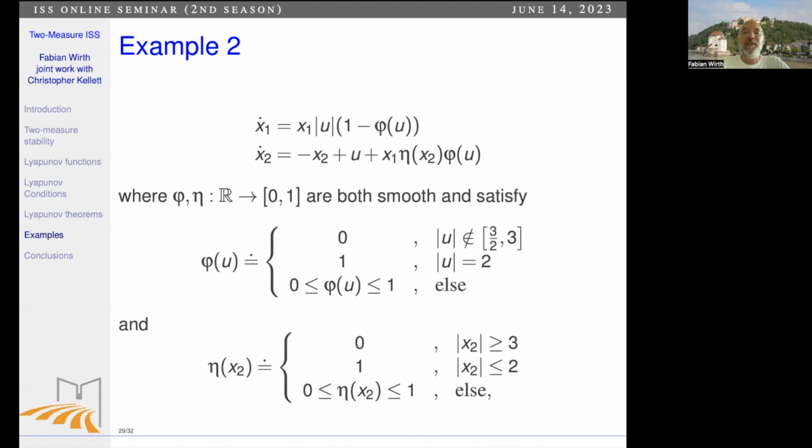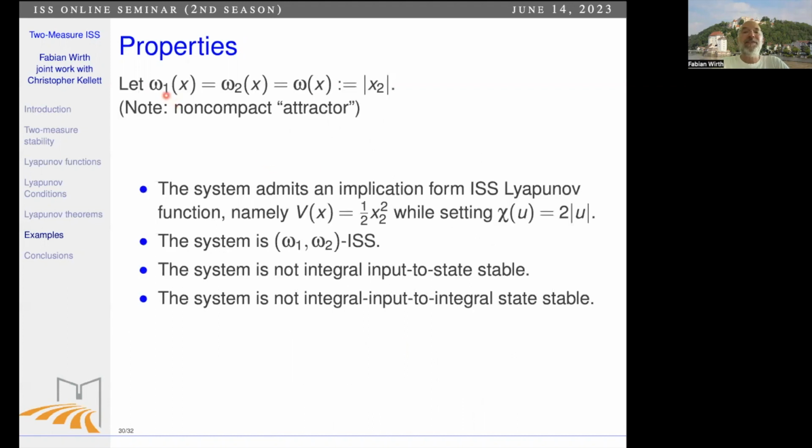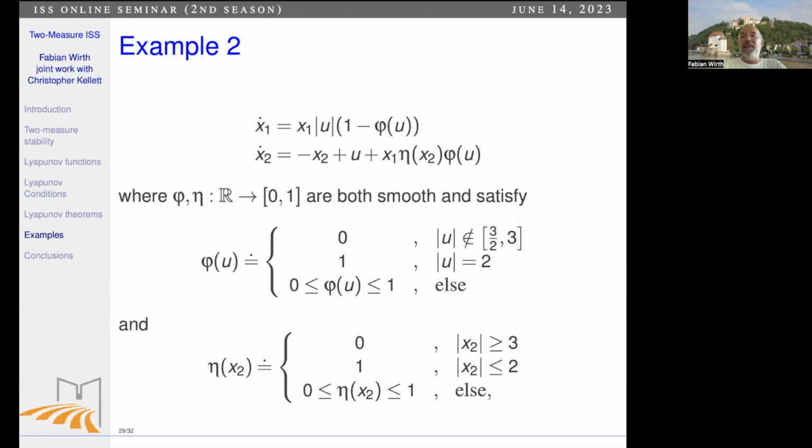And I have to tell you, of course, what are the measurement functions that we're looking at for this system. The measurement functions are the following. We'll just take omega 1 equal to omega 2, which is just the absolute value of x2, right? So x1 does not play a role in terms of the measurement functions. And the 0 level set of these omegas then is, of course, unbounded, right? Because x1 can be as large as you want. Omega 1 or omega 2 will simply not notice that. Right. And then the question is, okay, stable in any sense.